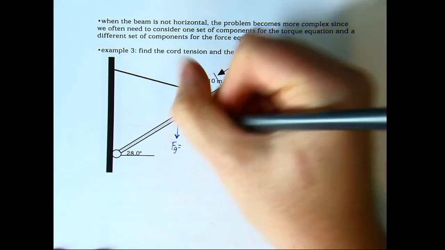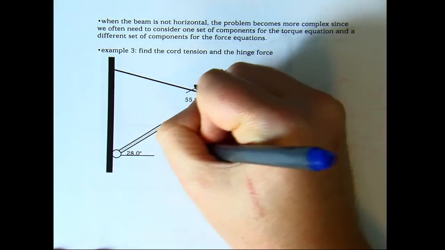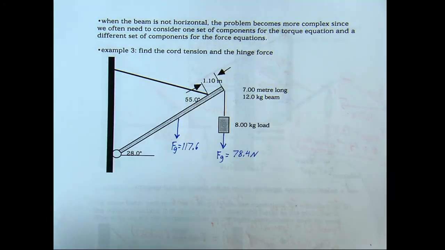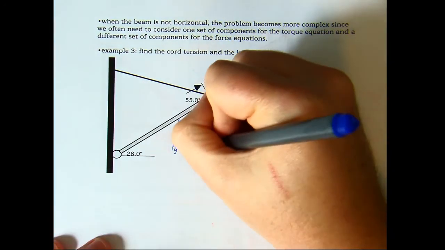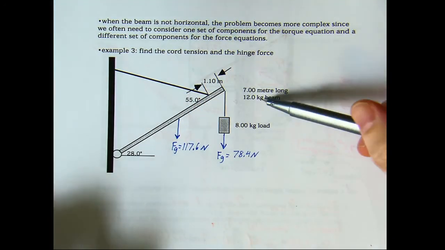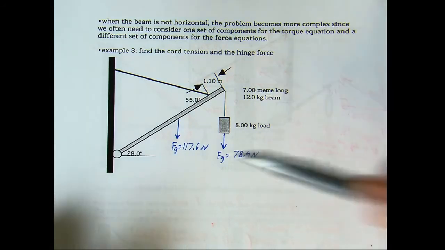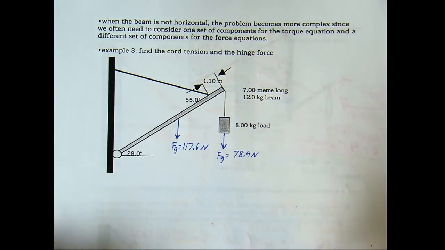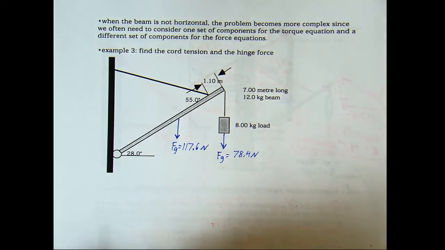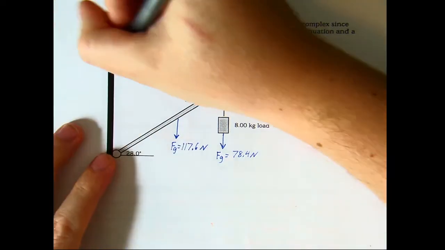Fg is going to equal 117.6 newtons, because we are told that the beam is 12 kilos, so 12 times 9.8 is 117.6. And the tension, oh, we want the tension, so here's the tension.